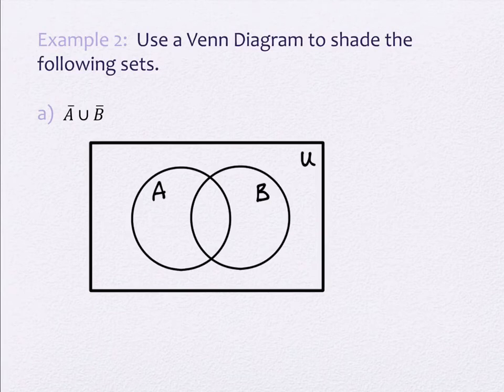Now, let me just make a comment on this example. Because there's only two sets and not a lot going on with those two sets, you might be able to reason out which area of the diagram that is referencing. What part is A complement union B complement? You might be able to reason that out pretty directly on this one.